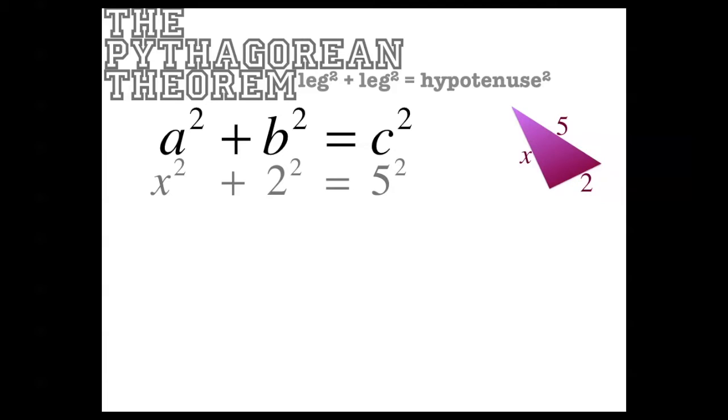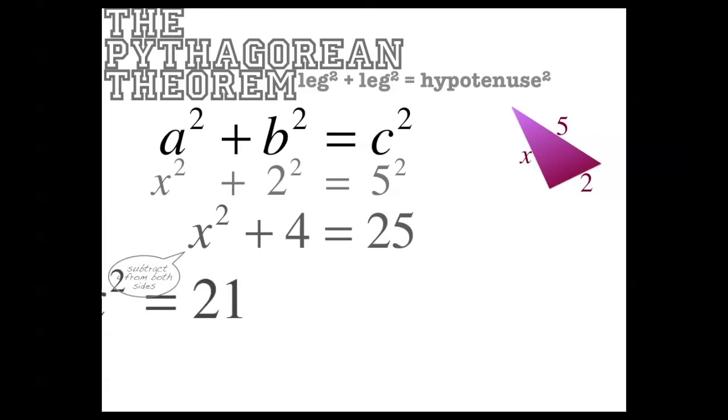Now I can simplify this. I don't know what x squared is, but I know what 2 squared is, and I know what 5 squared is. 2 times 2 is 4, 5 times 5 is 25. How am I going to get x? Oh yeah, I've got to subtract 4 from both sides so I can get x squared by itself. Hopefully I didn't lose you by subtracting 4 from the 25. But then, what number squared makes 21?